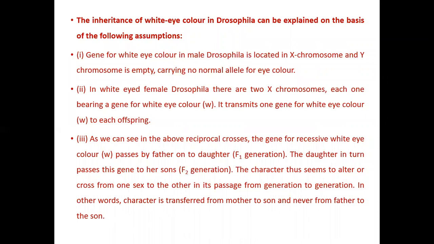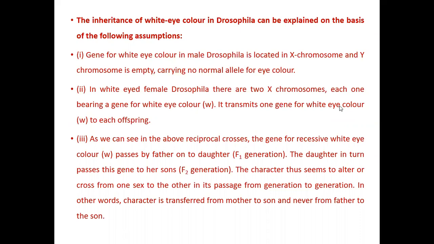The gene for white eye is located on the X chromosome, but the Y chromosome is empty, carrying no allele, as I just said. And in a white-eyed female Drosophila, there are two X chromosomes, each bearing the gene for white color only. It transmits the gene for white eye color, that is w, to each of them.